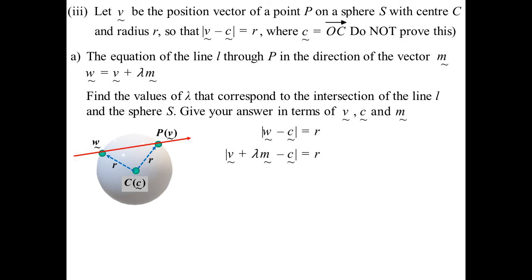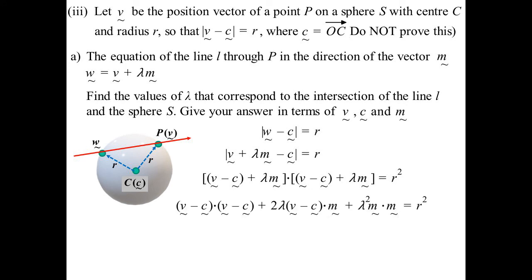So the magnitude of V plus lambda M minus C is equal to the radius. Well, I'm going to square both sides because that allows me now to use the dot product. So I can say that dot that is R squared, which gives me this lovely expression. Remember what we're trying to get here? We're trying to make lambda the subject of something because we want to find the values of lambda, and we're hoping our answer will have V, C, and M in it. I'm getting very close. Well, (V minus C) dot (V minus C) is the magnitude of V minus C squared. 2 lambda (V minus C) dot M, can't do anything with that. M dot M is magnitude of M squared.